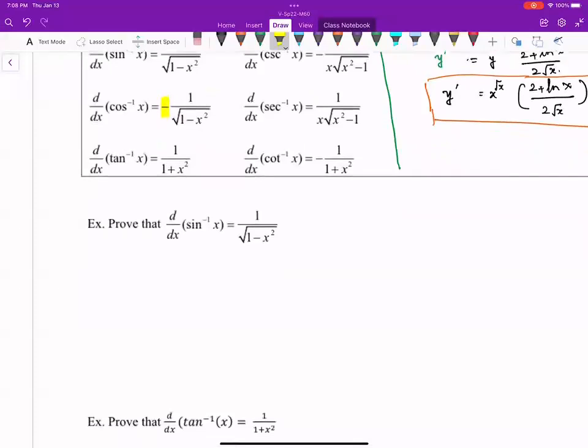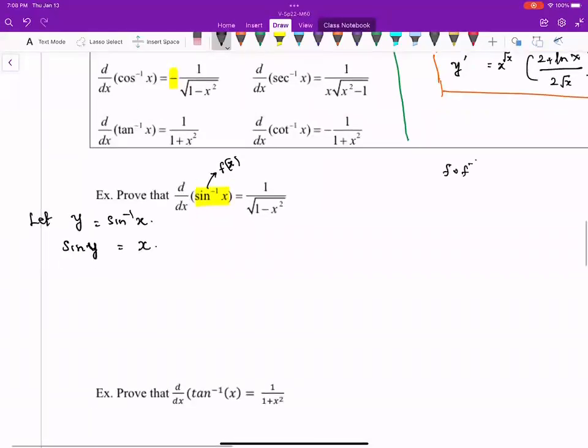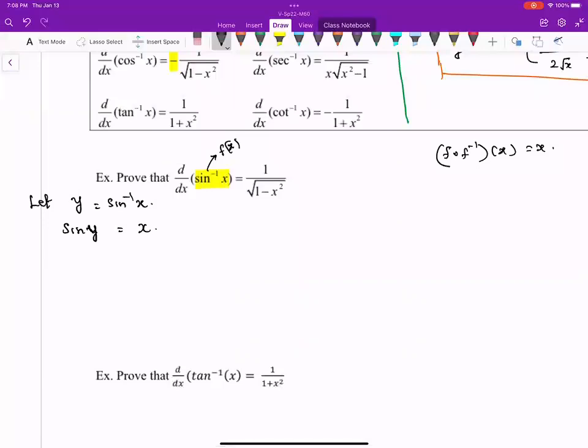Prove that the derivative of sine inverse of x is 1 over square root of 1 minus x squared. So the function here is a given function. We will call it f of x or y. f of x is sine inverse of x, and you're finding the derivative of that. So let's call y equal to inverse sine of x. What does that mean? If you take the sine of both sides, then the left side is sine y, and the right side is sine of sine inverse of x. We know that f composed with f inverse of x equals x itself. So sine of sine inverse of x on the right-hand side becomes x.